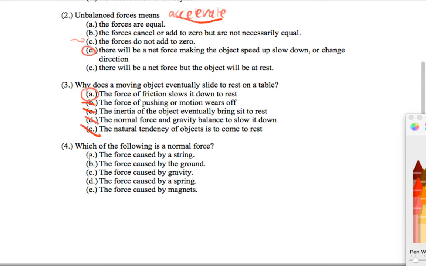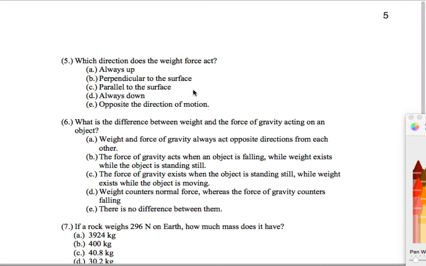And which of the following is a normal force? Tensions are not normal forces. Gravity is not a normal force, though often it is equal to the normal force. Springs and magnets we haven't talked about. Basically, the force caused by the ground is a type of normal force pushing up on an object. Now, what direction does weight always act? Weight always acts downwards for our purposes.